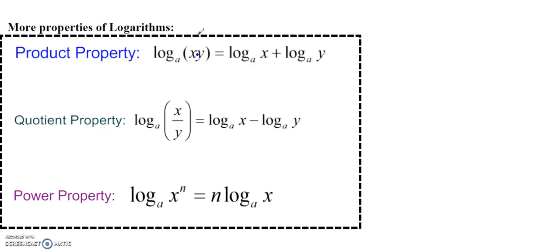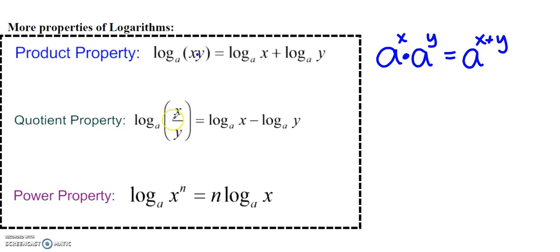So log base a of x times y can be split up into log a of x plus log a of y. And that is connected to our concept of exponentials. If I had a to the x times a to the y, that's going to be a to the x plus y. And so our multiplication gets kind of shortcutted or connected to addition.